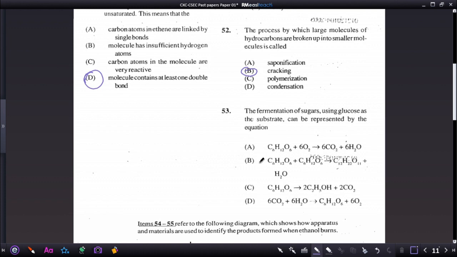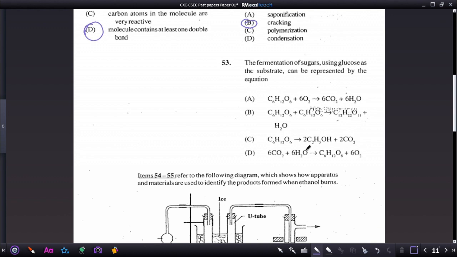53. The fermentation of sugars using glucose as the substrate can be represented by the equation. Which one of these equations would represent glucose? Glucose, so it's C. C6H12O6 gives ethanol and carbon dioxide. So that is C. Okay.